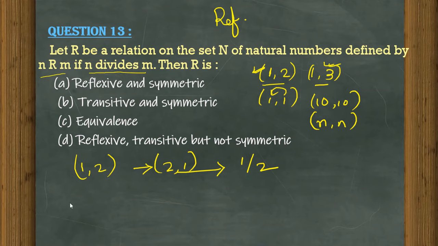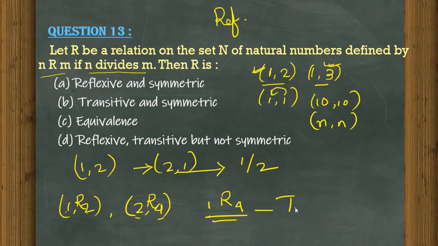What about transitivity? If (1, 2) and (2, 4) are two relations, 1 is in relation with 2, that means 1 divides 2, and 2 is in relation with 4. We can easily say that 1 is in relation with 4. So it is transitive also. So it is reflexive and transitive but not symmetric. So our option D is the correct option.